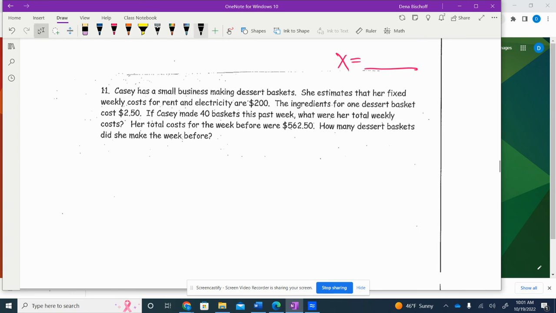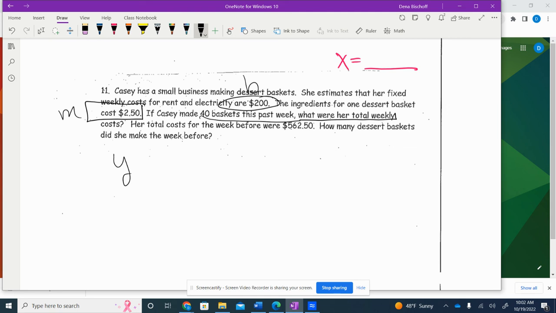Number 11, Casey has a small business making dessert baskets. She estimates that her fixed weekly cost for rent and electricity are $200. That's the beginning fee. The ingredients for one dessert basket cost $2.50. That's my slope. $2.50 per basket. If Casey made 40 baskets this past week, what were her total weekly costs?